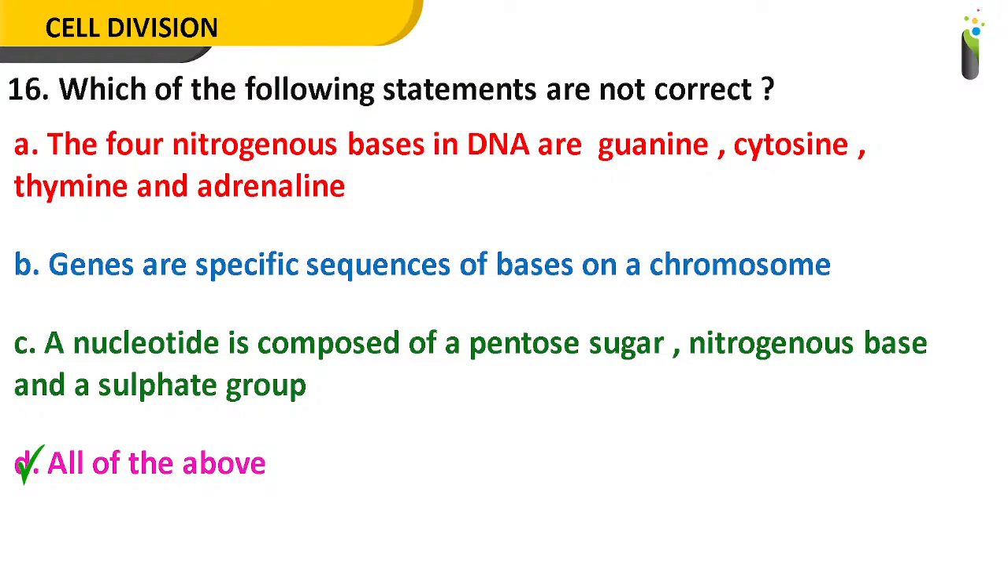Then option C says a nucleotide is composed of pentose sugar, nitrogenous base, and a sulfate group. It's never a sulfate group, it's a phosphate group. So none of these are correct. So which of the following statements are not correct, that is, wrong? So all of these are the wrong statements.